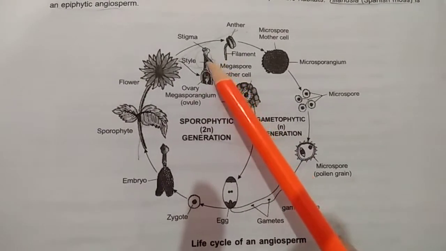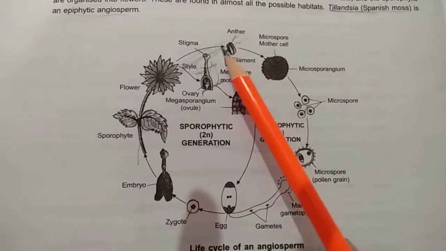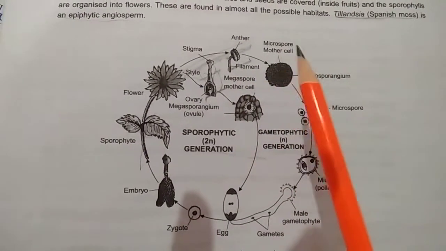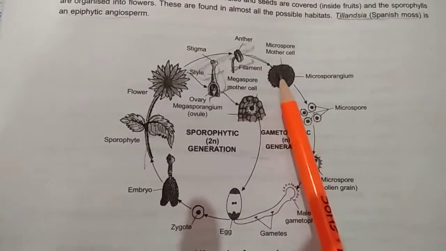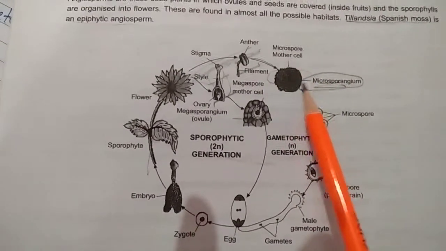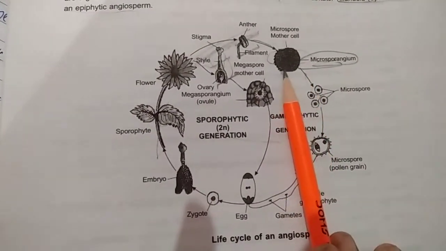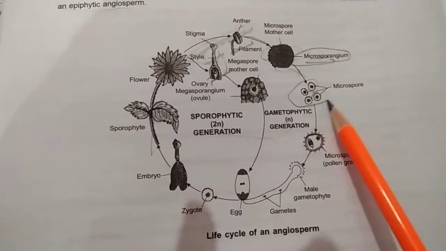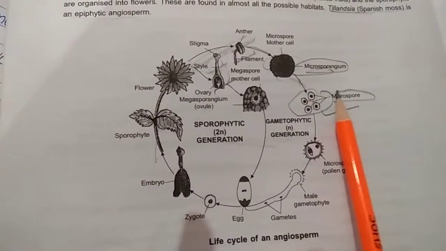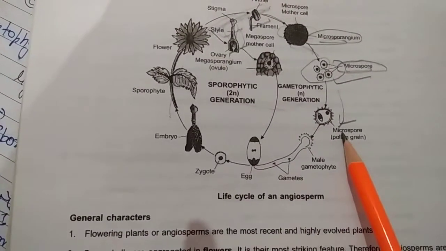Pistil contains three parts, stigma, style and ovary, and the male sex organ is anther, and anther has two parts, anther and a filament. Now in anther, it contains microsporangium, and in microsporangium one of the microspore mother cells divides with the help of meiosis, and this meiosis converts into four haploid spores. These four haploid spores are called microspores, and these microspores develop into pollen grain or microspore.